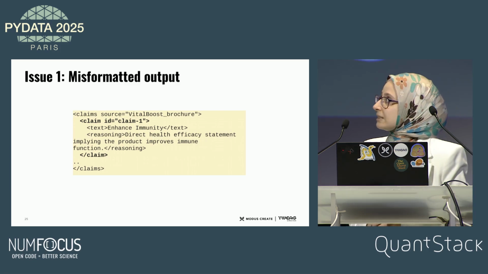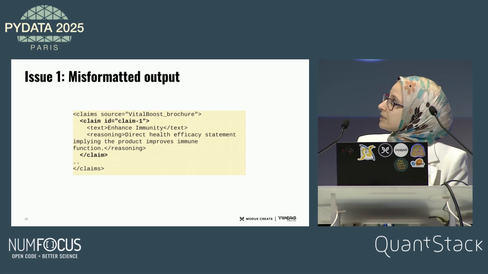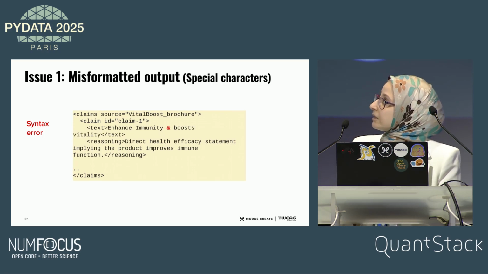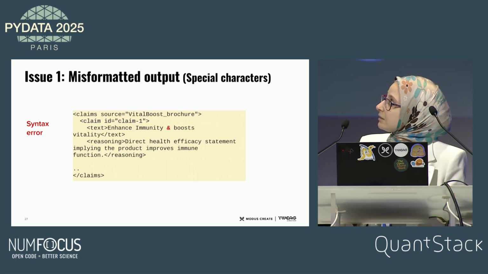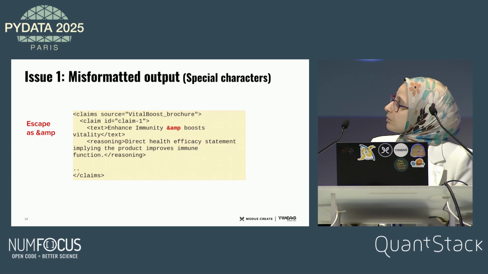So the first thing that happens pretty frequently is that you have misformatted output. You can see for the claim field here, the tag is opened and then it's closed, but it can happen that it's not closed, and then if you parse this, you will have a syntax error. You can also have special characters that aren't allowed in XML but exist in the original text, as you can see under the text tag here. If you use this, you will have a syntax error, so you need to escape it to solve this problem.